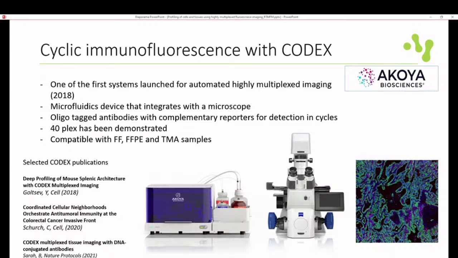It has a microfluidics device that integrates with a microscope, and it uses oligo-tagged antibodies with complementary reporters for detection in cycles. You would have 3 proteins in every cycle, and I will show this on the next slide. This method is compatible with fresh frozen, paraffin embedded, or tissue microarray samples. You can do it on cells as well. Using this technology, the inventors, the Gary Nolan lab, have demonstrated as many as 40 proteins analyzed in the very same sample.